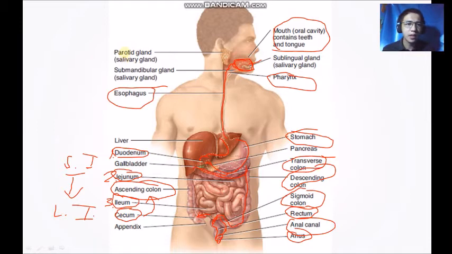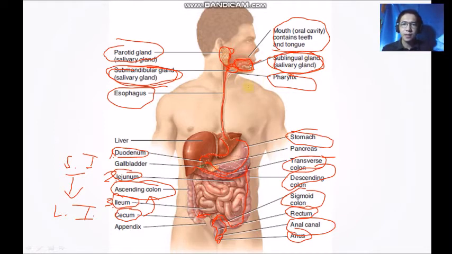Then we also have the accessory organs around the mouth. We have the parotid glands, the submandibular glands, and the sublingual glands. These are your salivary glands, and they are pairs. We have two parotid glands on the left and right, and the submandibular and sublingual glands are also pairs. The parotid gland is located near your ramus, your mandible, the submandibular gland is located near your gonion, and the sublingual gland is situated below your tongue.